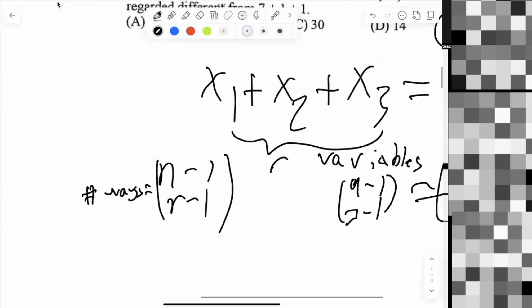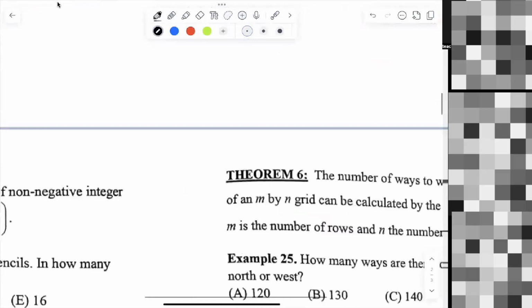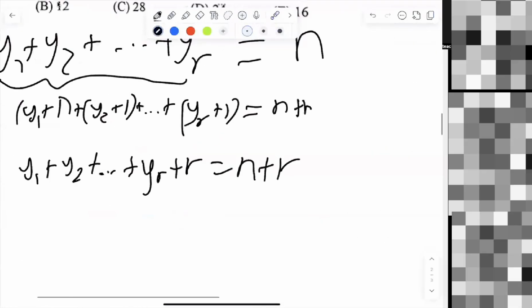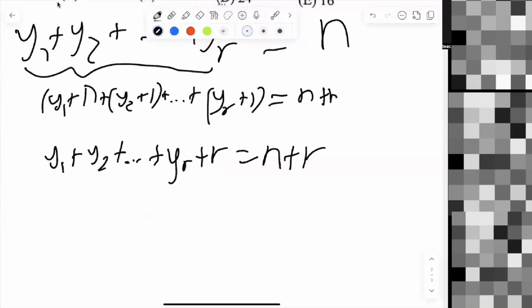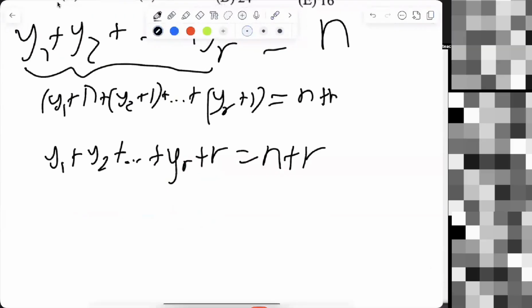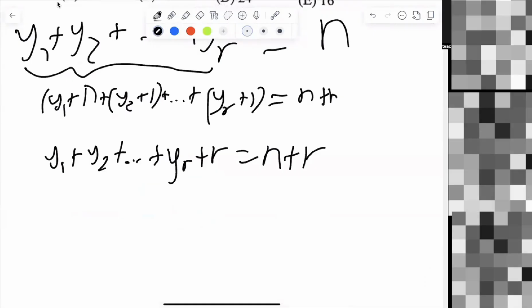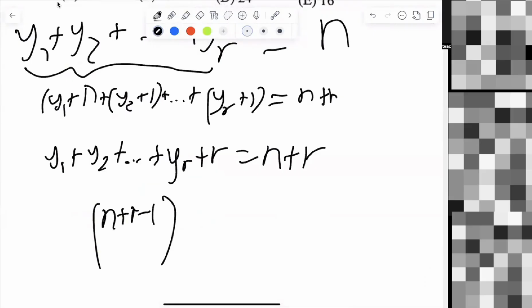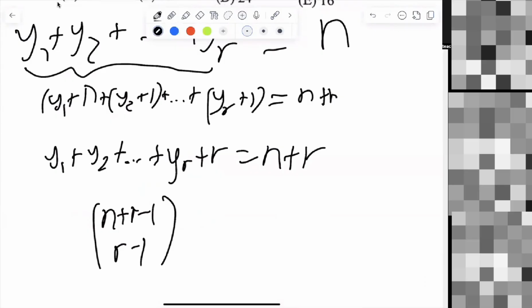This tells you n minus 1 choose r minus 1. If n in this case is n plus r, you see this? Now the r in this case is still r. So applying this formula for non-negative integers gives you n plus r minus 1 choose r minus 1. And that's how we derive the formula.